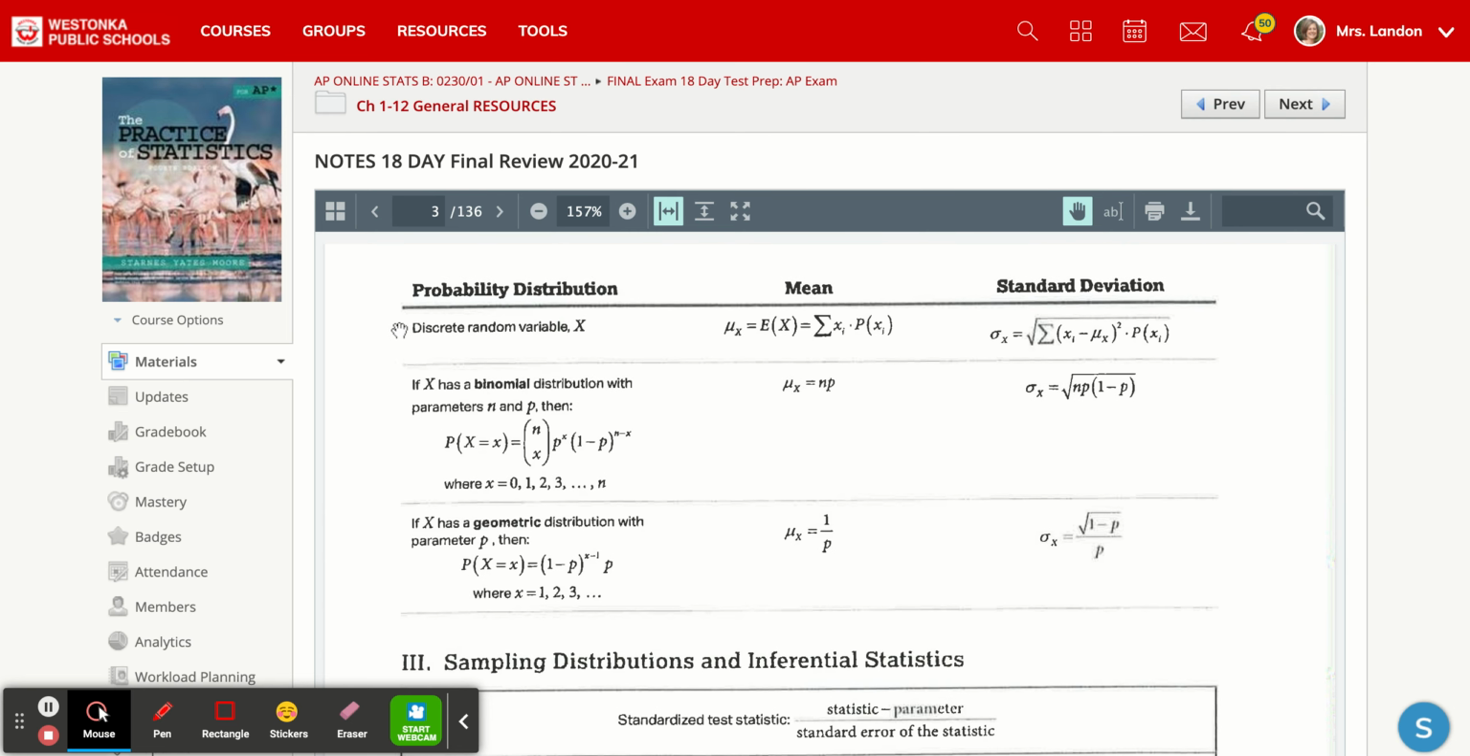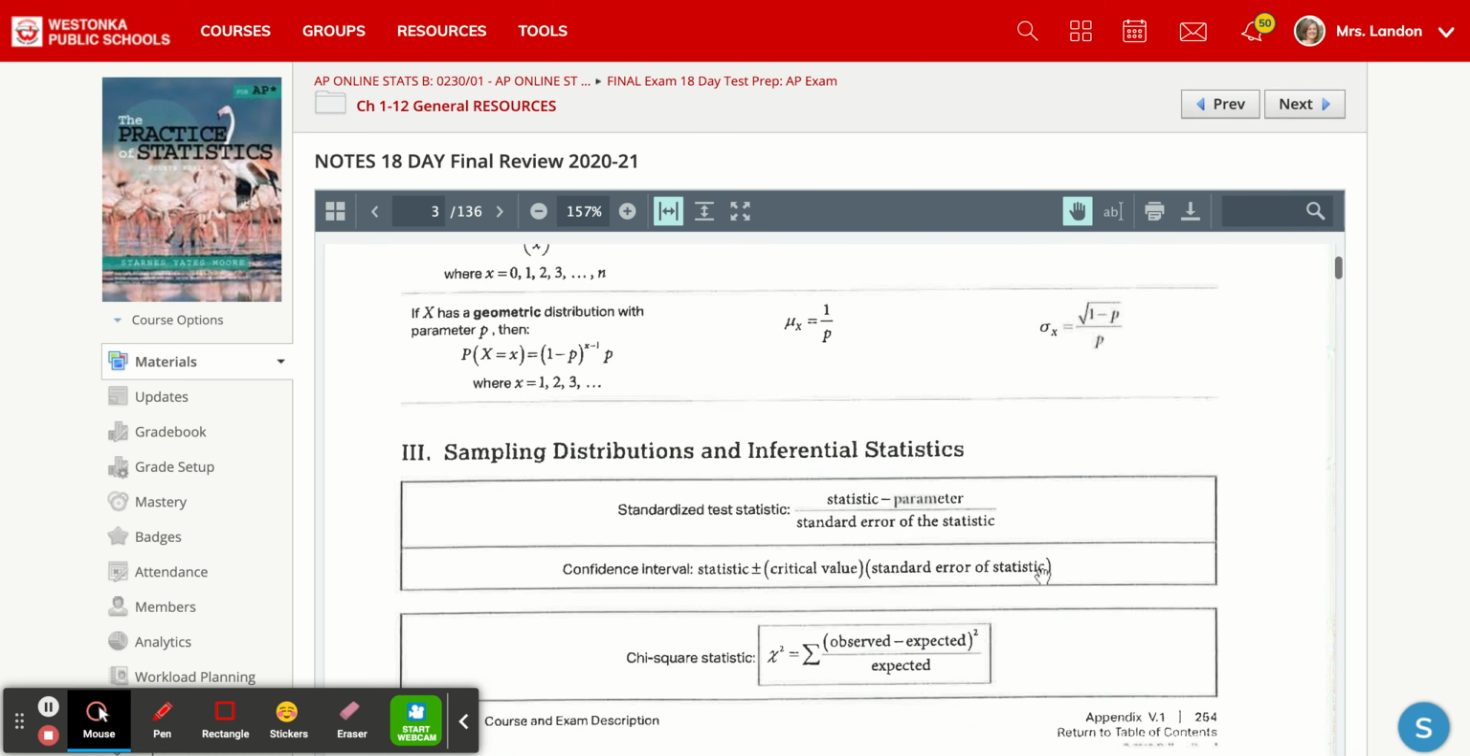This next grouping is going to give you the mean and standard deviation of a discrete random variable. So if they said, what is the expected value of a distribution? This is how you did it. What is the standard deviation of a probability distribution? We then had binomial distributions in chapter 7. This is its mean and standard deviation. And a geometric distribution in chapter 7, the mean and standard deviation.